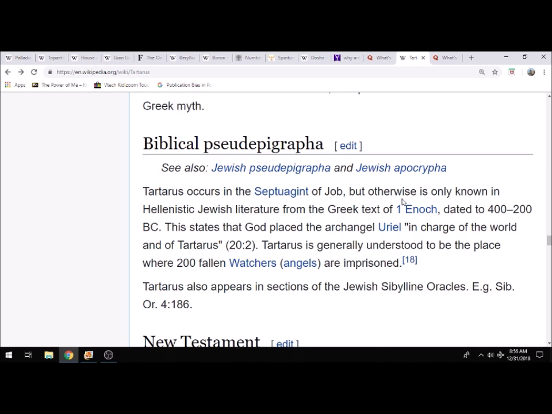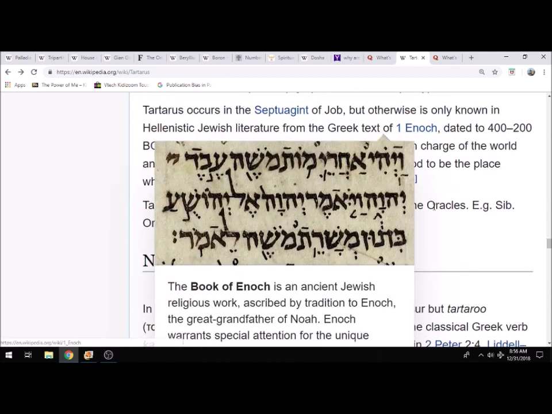Oh, what is that word? Pseudepigrapha? Biblical pseudepigrapha. Apocrypha. I love the name Apocrypha. I love these stories that didn't quite make the Bible. Tartarus occurs in the Septuagint of Job. Wow. But otherwise it is only known in Hellenistic Jewish literature from the Greek text of Enoch.